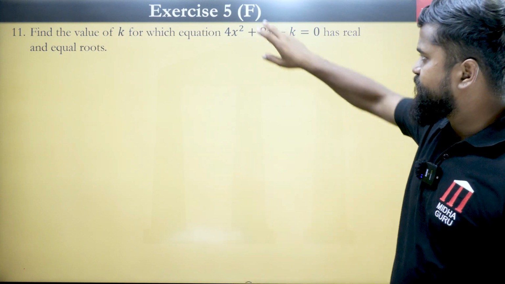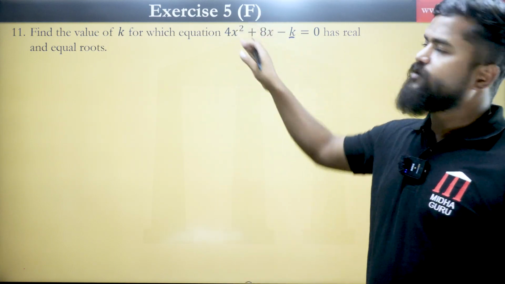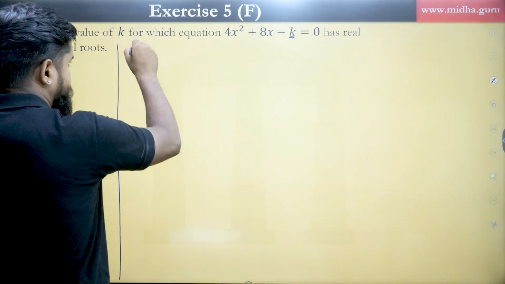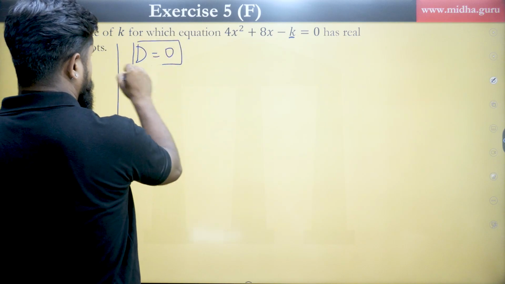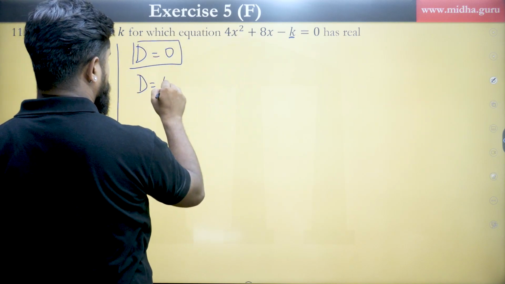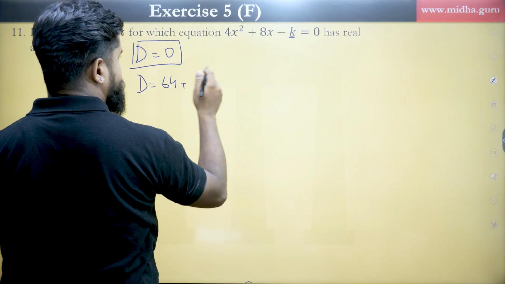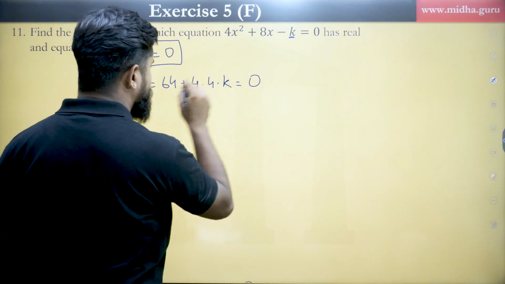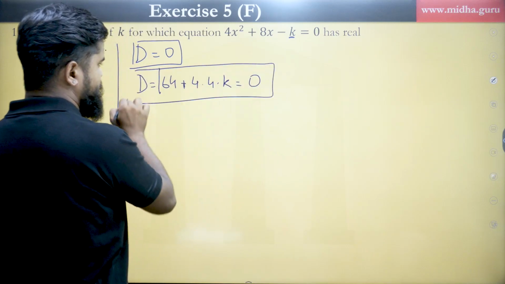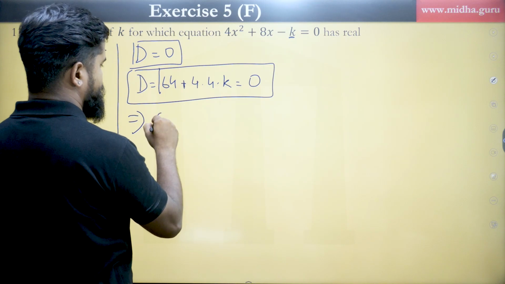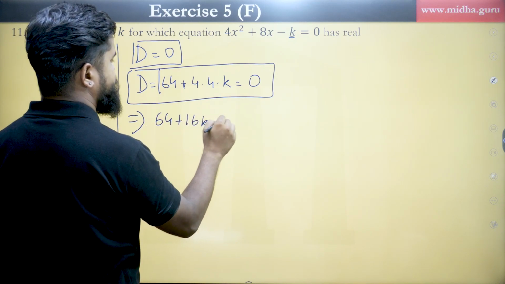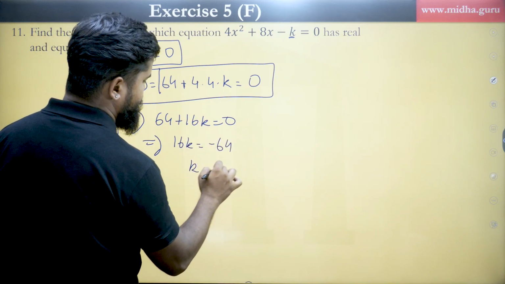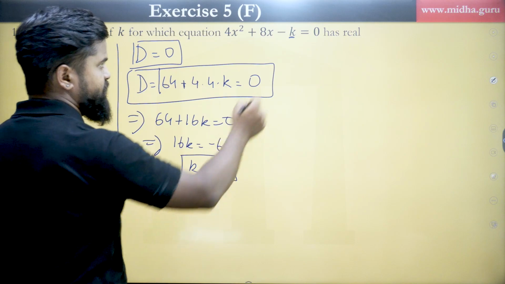The next question, we are supposed to find the value of this variable k, for which this equation has real and equal roots. We'll just go about our business in the same way. We'll say that the discriminant must be equal to 0. Now the discriminant would be b², which is 8², minus, which becomes plus since this is minus, 4 into a into c. And this should be equal to 0. So now we have 64 + 16k is equal to 0, means 16k is equal to −64. So k will be equal to −4.